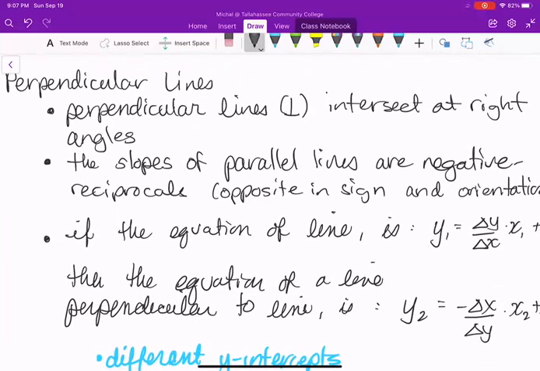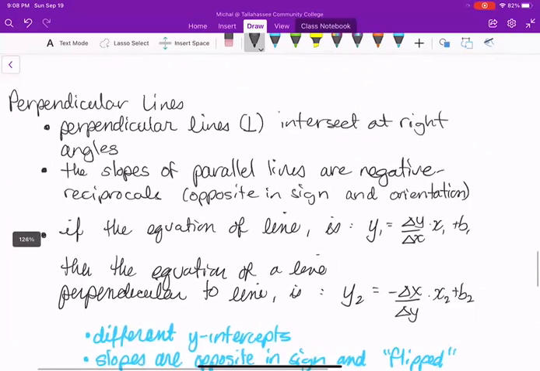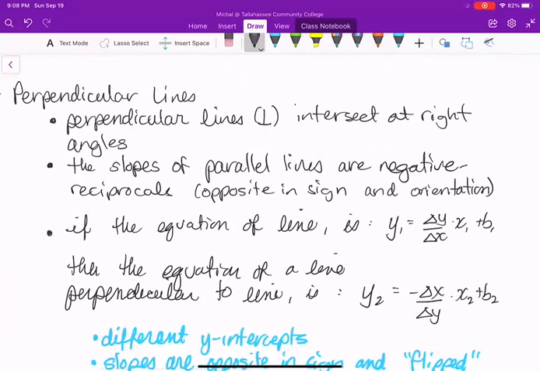On the other hand, we could have perpendicular lines. Perpendicular lines, signified with this upside down T symbol here, means that the lines intersect at right angles. The slopes of perpendicular lines are negative reciprocals. That means that they're opposite both in sign and in orientation. So if it was a whole number, it'll be the reciprocal of that whole number. If it was a fraction, you'll flip the fraction. And in both cases, you'll also change the sign to make it either positive or negative, depending on what it started as.